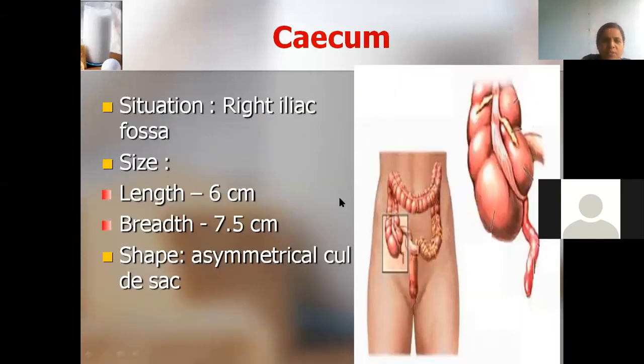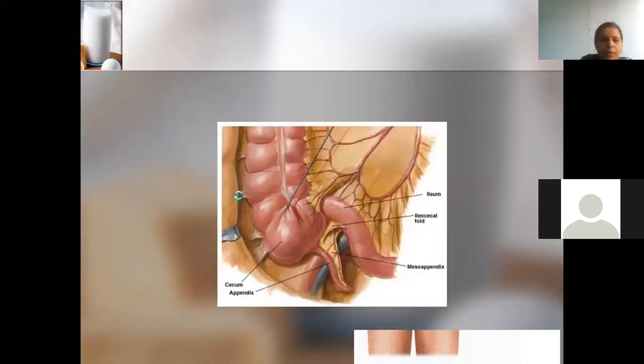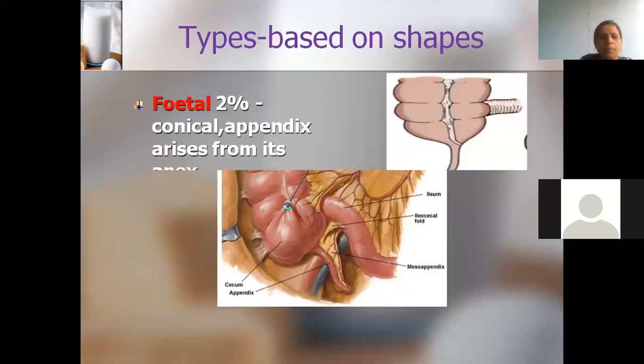So cecum, where is it situated? It is situated in right iliac fossa. We have 9 regions in the abdomen. So one of the 9 regions you have is the right iliac fossa, isn't it? The length of cecum is 6 centimeters and breadth is more, that is 7.5 centimeters. It is asymmetrical. Okay. So this is cecum which we see in the right iliac fossa. 6 centimeters in length, 7.5 centimeters in width.